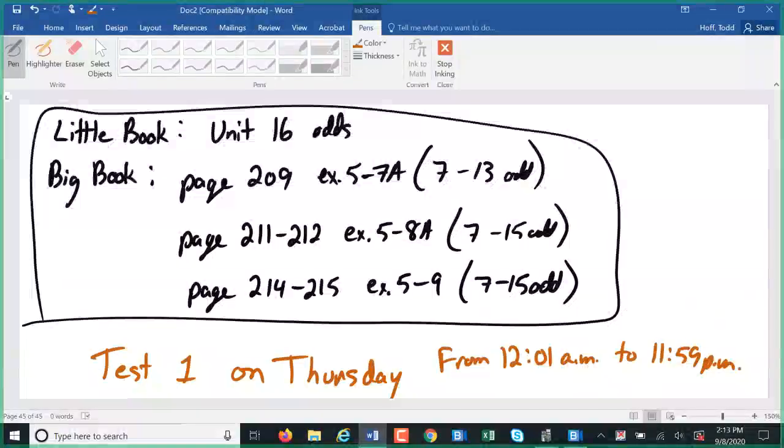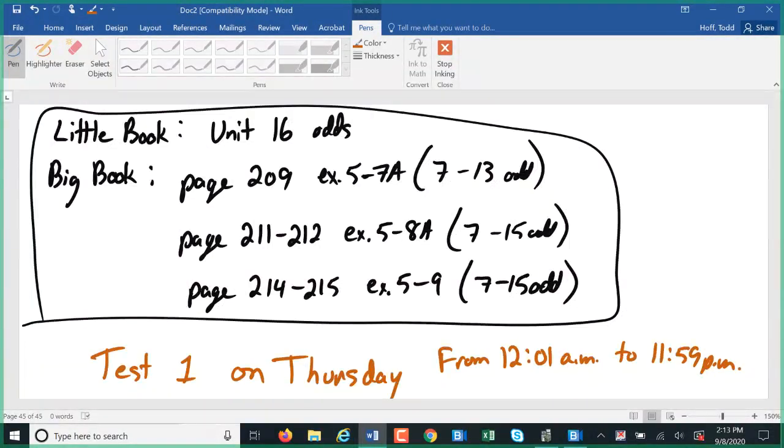Class on Thursday, I will be here, but there won't be any lecture or presentation, no new material presented. It'll only be if you have questions on the test, come in and ask them, and I'll help you with them. Otherwise, class on Thursday is completely optional.